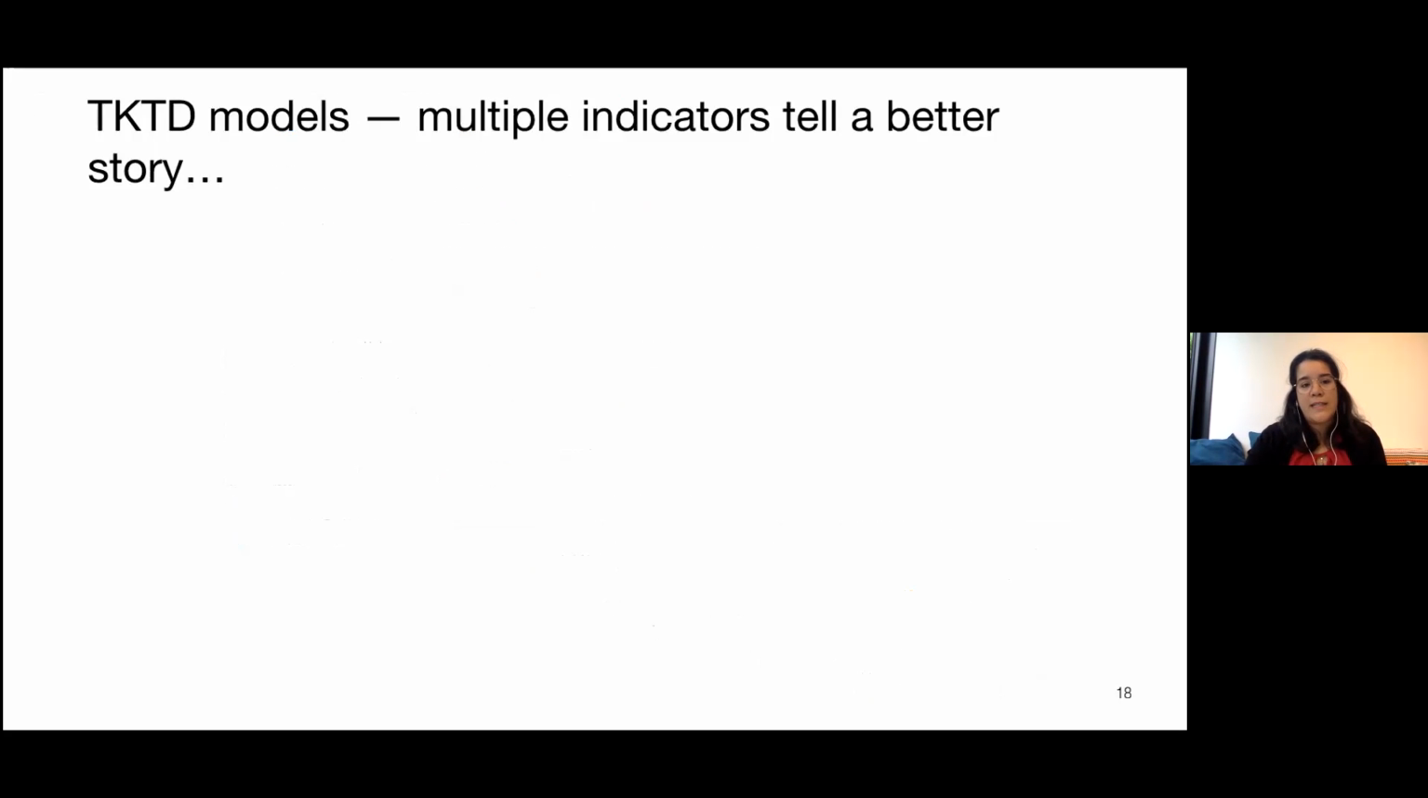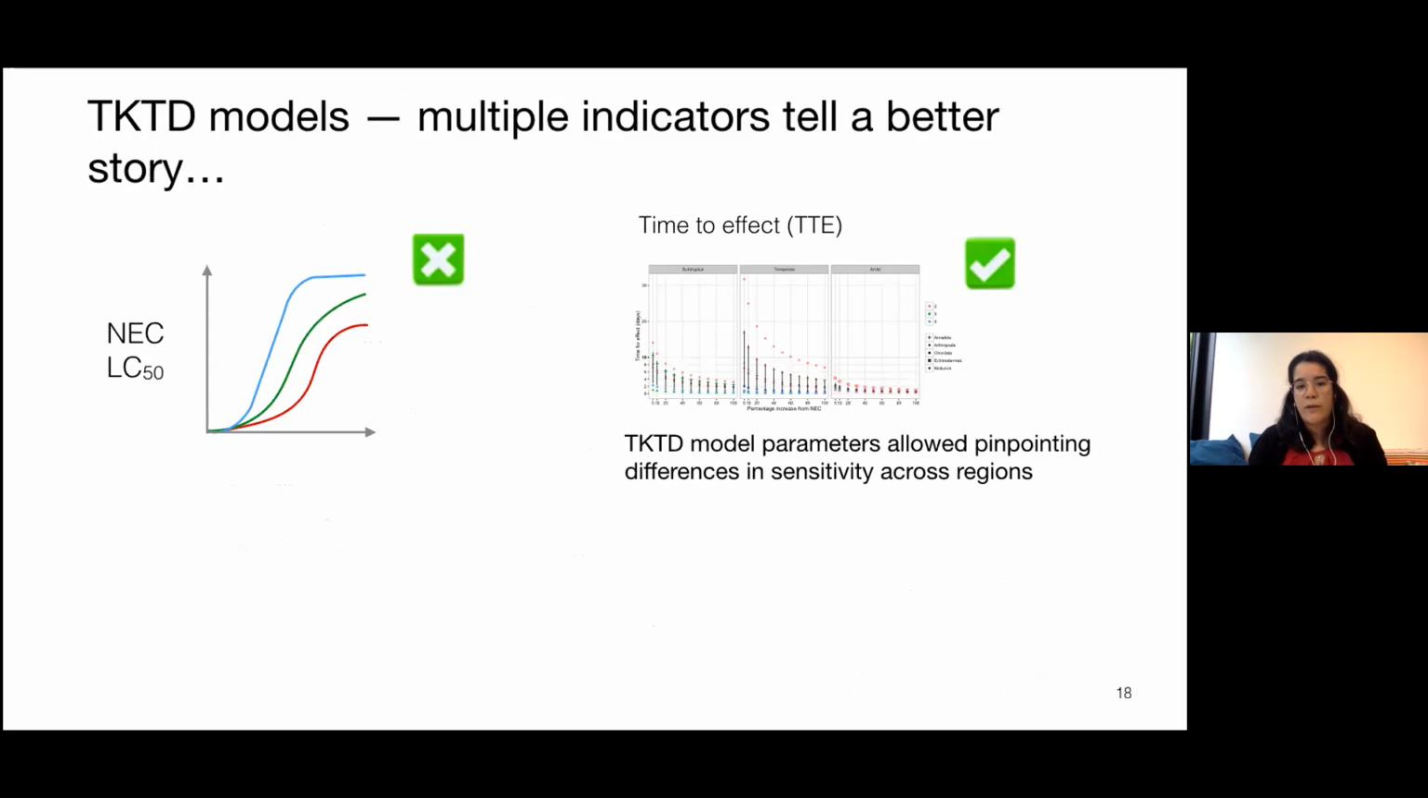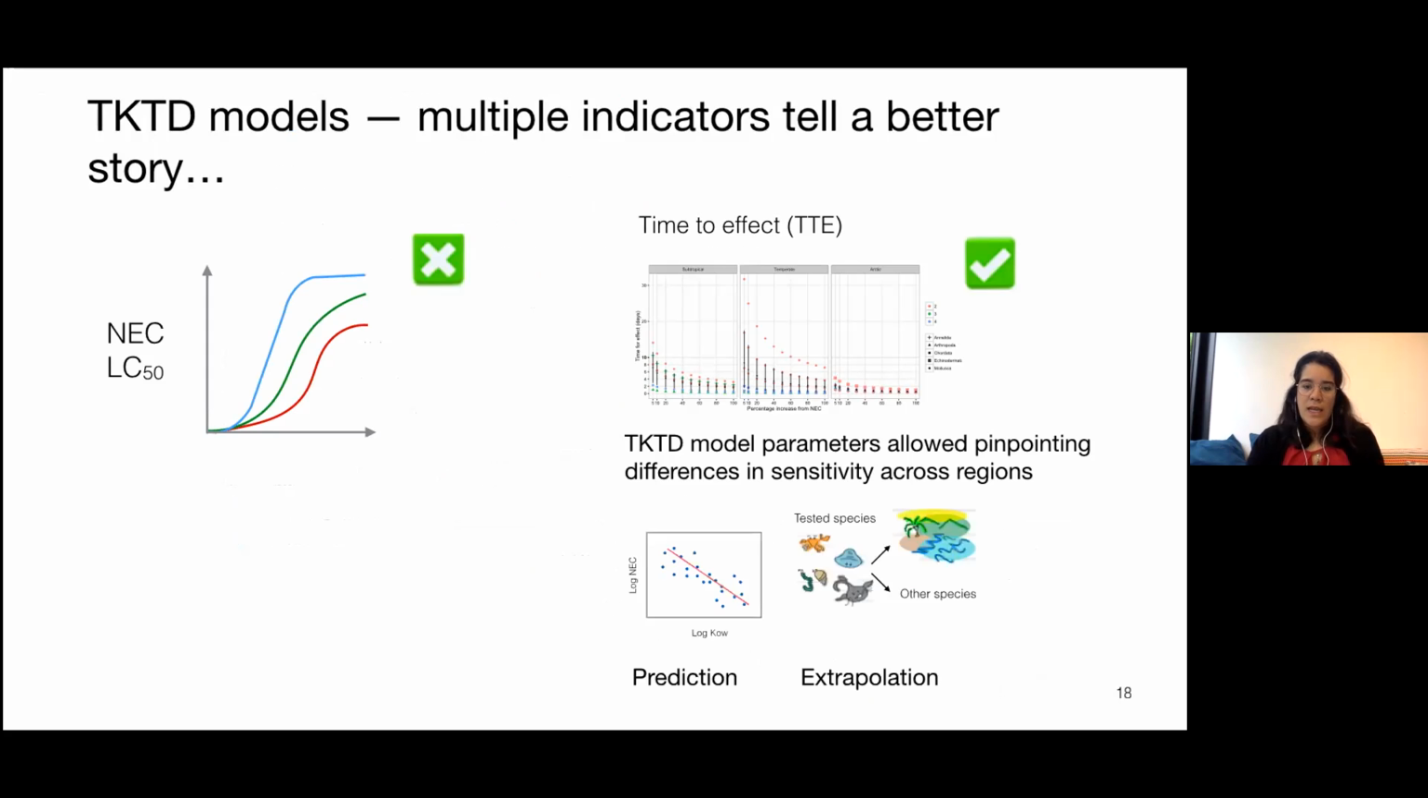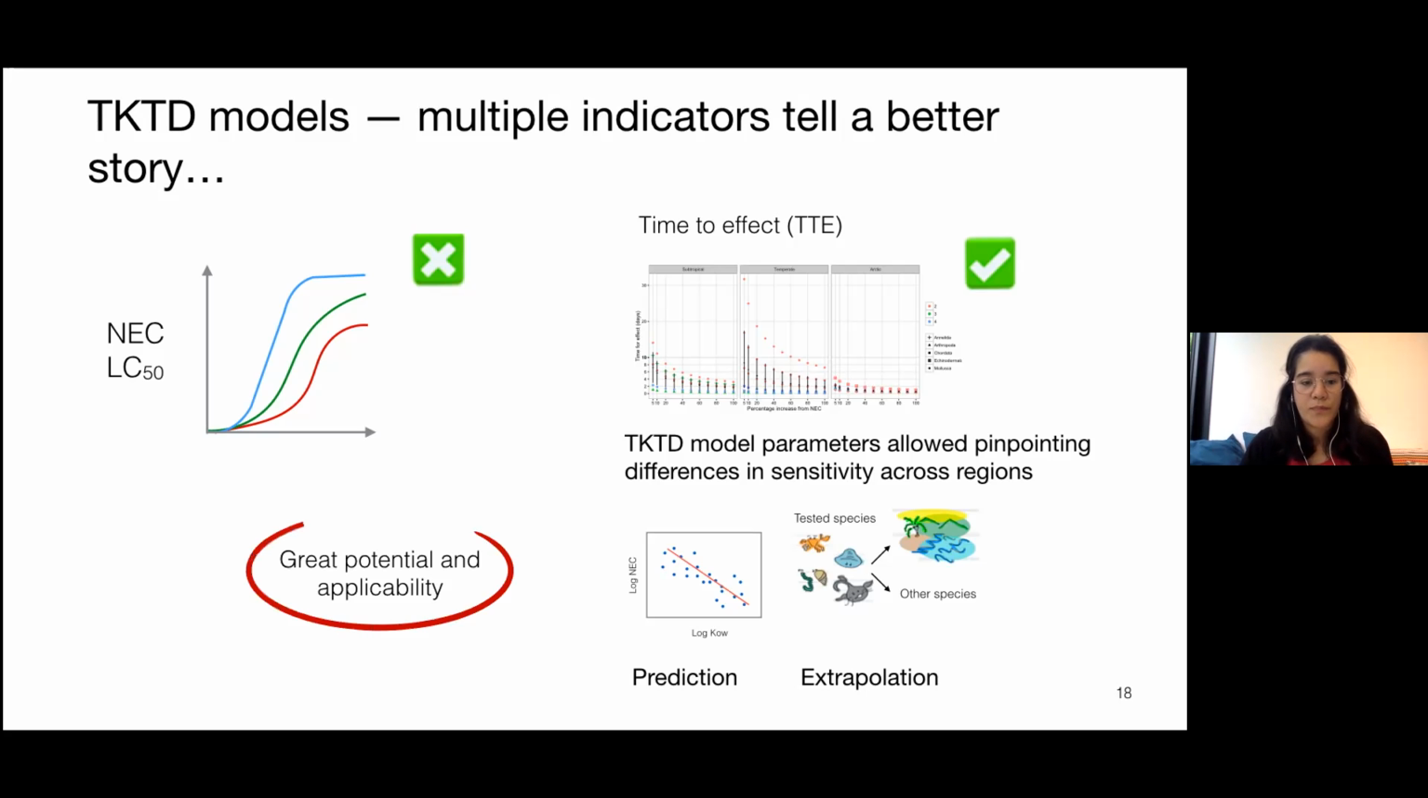So in summary, TK-TD models are useful, and when we include different parameters or multiple indicators, we get a better story or a better grasp of what is happening. And yes, they have a lot of potential applicabilities, including extrapolating to different species and checking for patterns regarding the chemical nature of the component that they're exposed to.